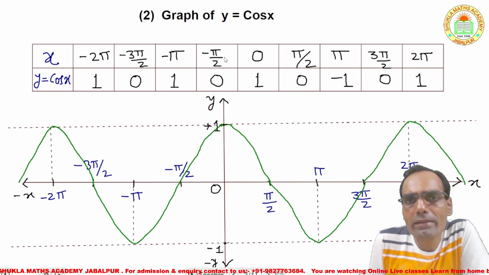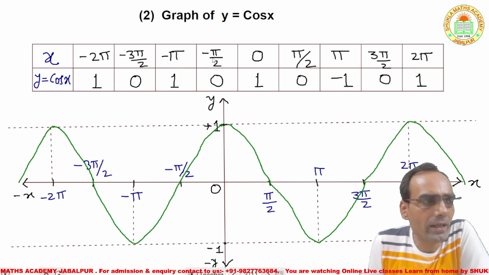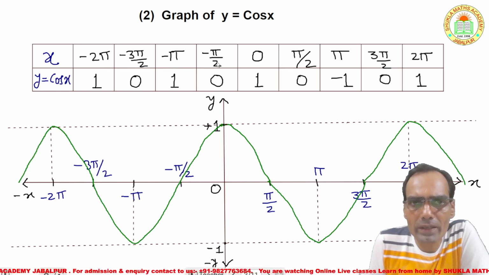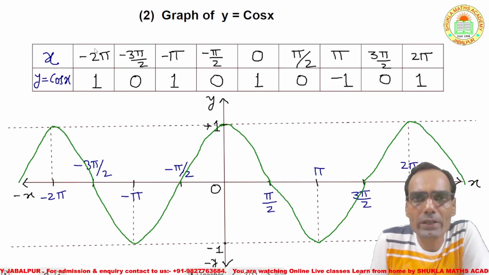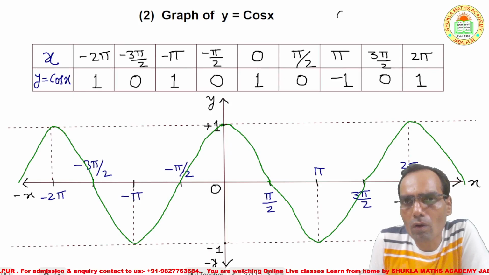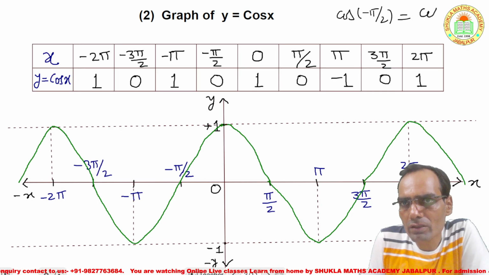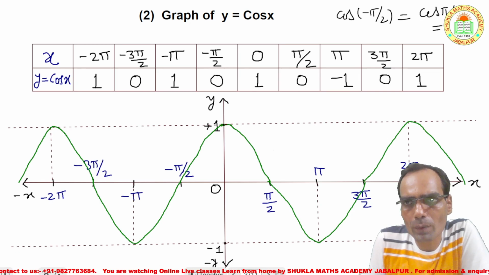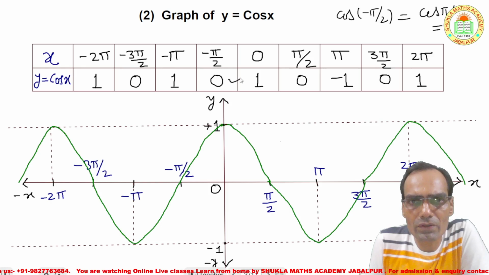On the negative side, x is minus pi by 2, and cos of minus pi by 2 is 0, because cos of minus theta is cos theta, so it is cos pi by 2, and cos pi by 2 is 0. So its value is 0, right?